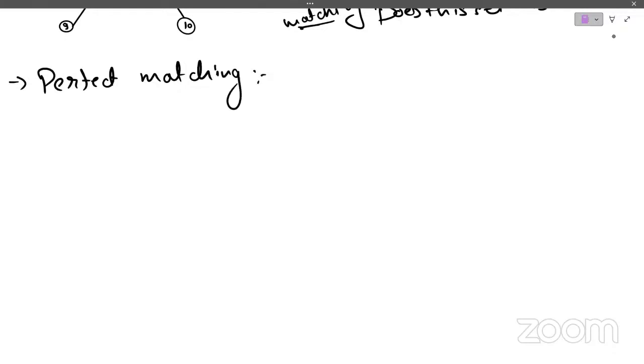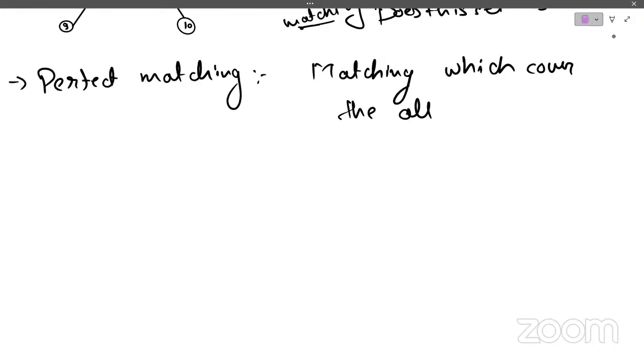So perfect matching is nothing but a matching which covers all the vertices, sorry, not the graph, all the vertices. What does that mean? That means that I will select some edges from a graph in such a way that every vertex should be an endpoint of at least one of the elements in the matching.